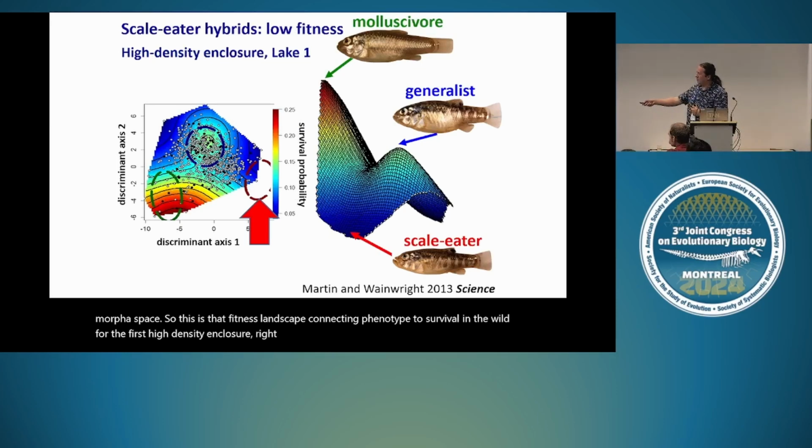And what's wild to me still, right, is that there's a small fitness valley separating the generalist from the molluscivore phenotype. So these hybrids resembling the molluscivore phenotype, essentially with that nasal protrusion, have much higher survival. So there are essentially 2 different ways to survive in that tiny little enclosure, whereas the scale eaters just do miserably badly, right?